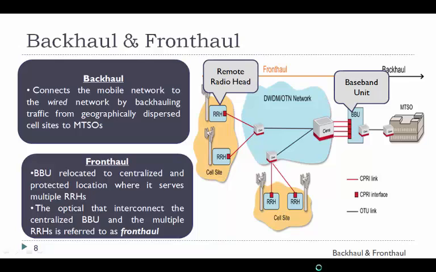Whereas fronthaul is associated with a new and different type of radio access network architecture consisting of centralized baseband controllers and standalone radio heads installed at remote cell site locations tens of kilometers away. The optical link that interconnects these centralized baseband units and remote radio heads is fronthaul.